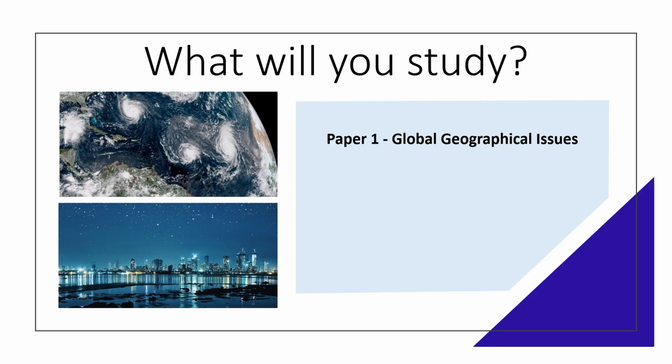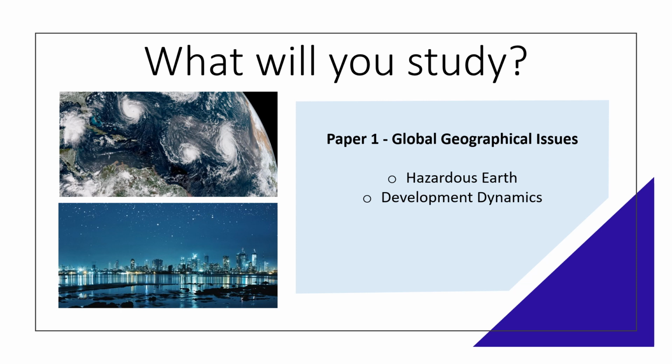Geography is split into 3 papers, and although some people find that quite daunting, it gives you the best opportunity to showcase your knowledge across a clear and coherent structure. Paper 1 is called Global Geographical Issues and is split into 3 topic areas. Firstly, Hazardous Earth gives us an understanding of global circulation of the atmosphere and changing climate, plus 2 in-depth studies of extreme weather hazards such as tropical cyclones and 2 tectonic hazards such as earthquakes and volcanic eruptions.